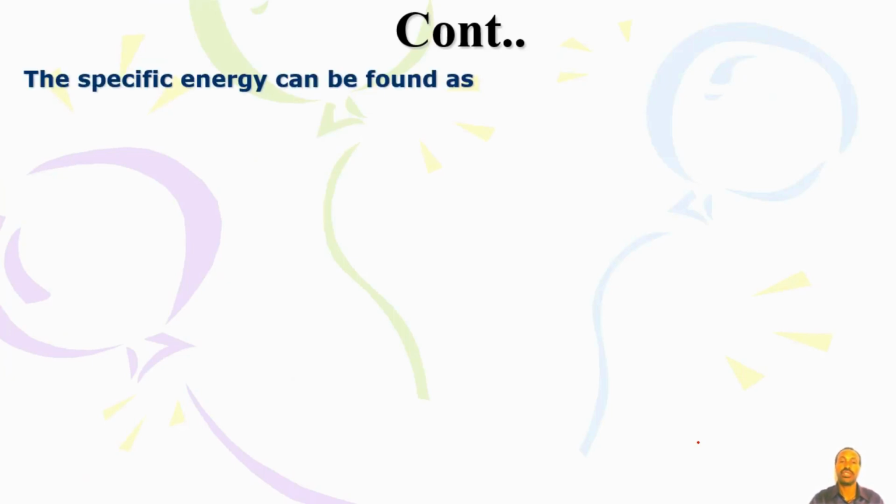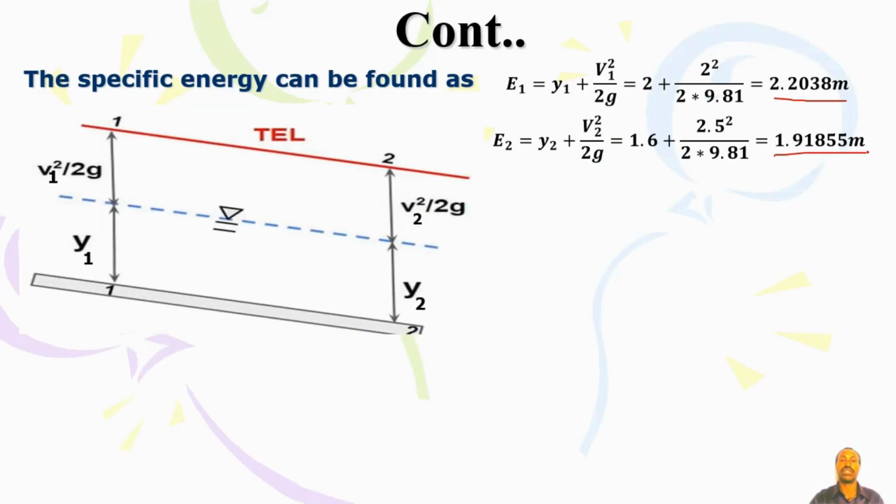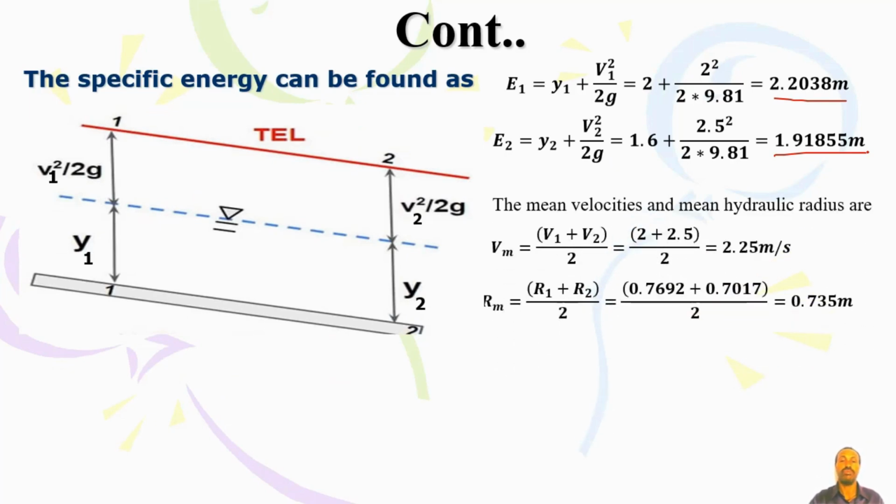Now let's continue. The specific energy can be found using the specific energy formula. E1 will be Y1 plus V1 squared over 2g. You get this result, the specific energy at cross section 1, and the specific energy at cross section 2 will be Y2 plus V2 squared over 2g. You get this result. The mean velocity is (V1 plus V2) over 2, and the mean hydraulic radius is (R1 plus R2) over 2, the average hydraulic radius for both sections.